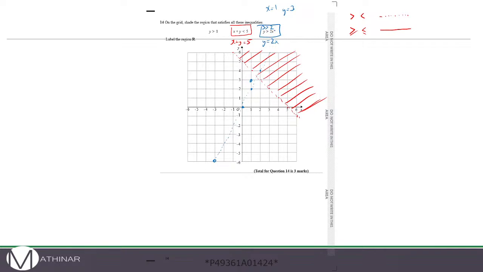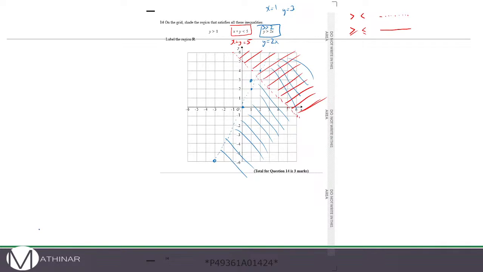So y is bigger than 2x. So this is the region that I'm actually interested in. Okay, so this is a region I'm interested in. So let me just check. That doesn't look right. y is bigger than 2x. Yeah, okay. That seems a bit strange. But okay, let's go with it. Okay, so y is bigger than 2x is that.